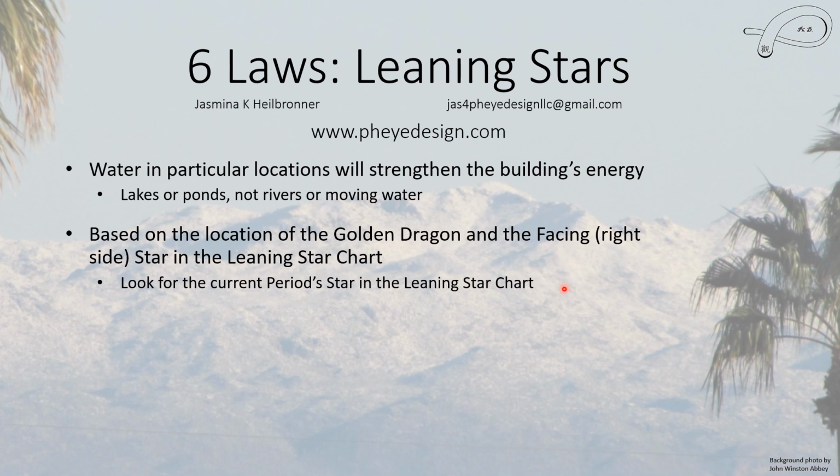The way you do this, you can first look up the current period, the period we're currently living in, in the leaning star chart, and mark it. And then you look for the golden dragon sector, and you want to look for where these two overlap.